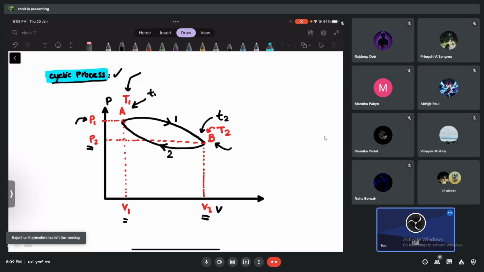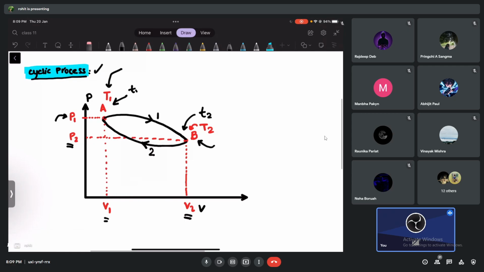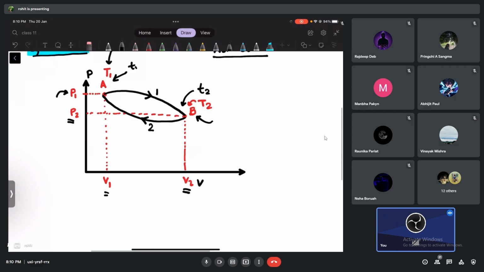Now what question they may ask you from here is this: they may ask you how much work is done during a cyclic process. So we are going to calculate that right now. It's a very simple one, don't worry about this. But let me indicate some of the points here.